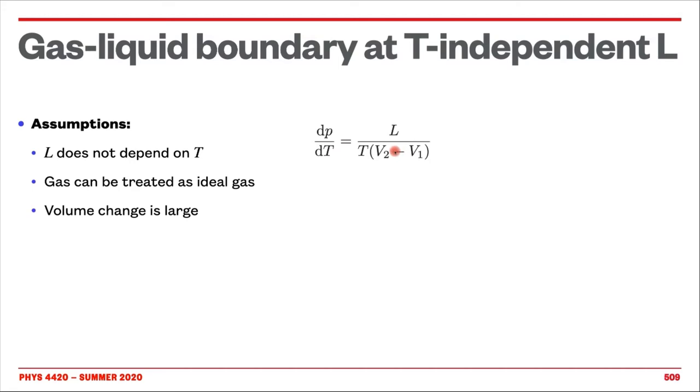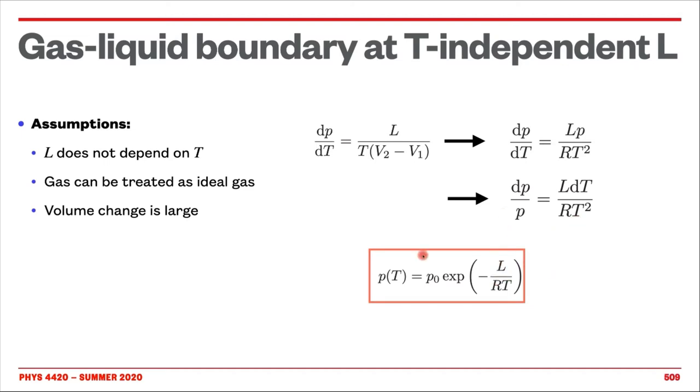I can replace V by RT over P because it's an ideal gas. So I end up with this equation right here. Of course, this is an equation that's pretty easy to integrate. So I can rewrite it this way. I'm going to have a logarithm here, a power here, and of course, if I have a logarithm here and a power here, I end up with an exponential for the pressure. So basically, this is the pressure on the graph that I showed you on the previous slide. We can look at the pressure as a function of temperature, which is basically an exponential here. P0 is a constant of integration, defined as the pressure when the temperature is infinite, basically. Okay. Next.